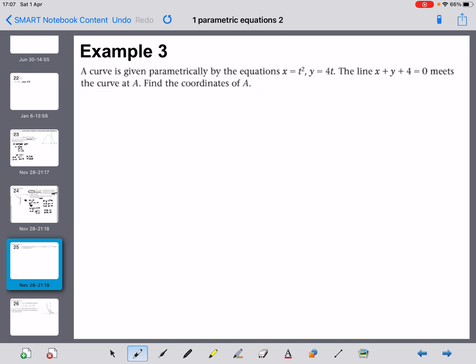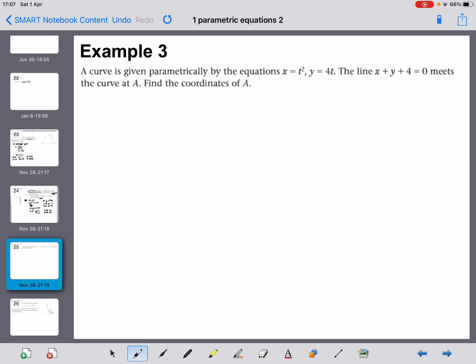Example 3. A curve is given parametrically by the equations x equals t squared and y equals 4t. The line x plus y plus 4 equals 0 meets the curve at A. Find the coordinates of A. Okay, so we're looking at where the graph given parametrically intersects the line. So usually, if you just had two Cartesian equations, you would solve those simultaneously.